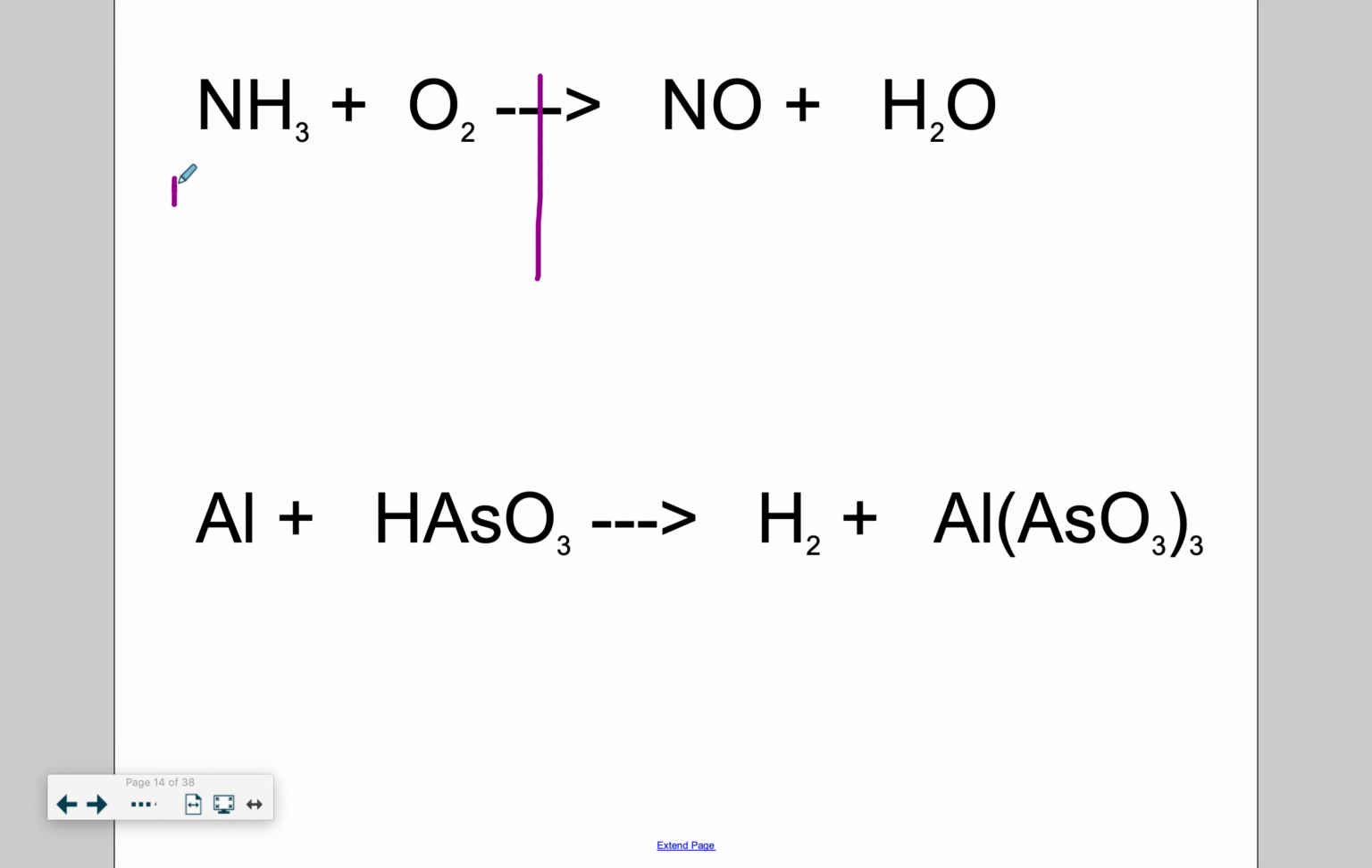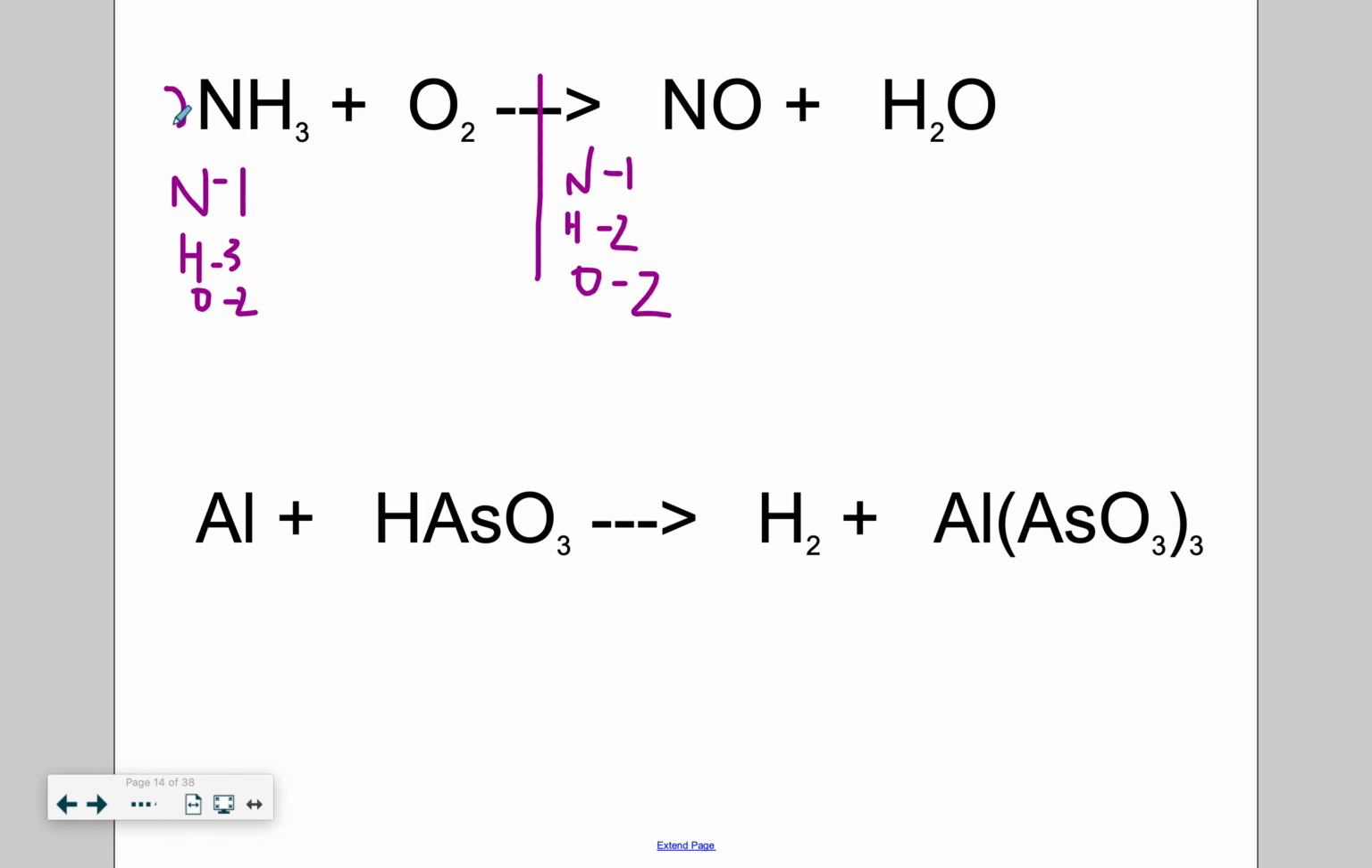I'll try another one here. So nitrogen, 1. Hydrogen, 3. Oxygen, 2. Nitrogen, 1. Hydrogens, 2. And looks like I got 2 oxygens. Okay, so everything's good except for my hydrogens. I notice I have 3 over here and 2 over here. So one strategy you can think of is think of a common number that both 3 and 2 go into and get to that number. So 3 and 2 both go into 6.